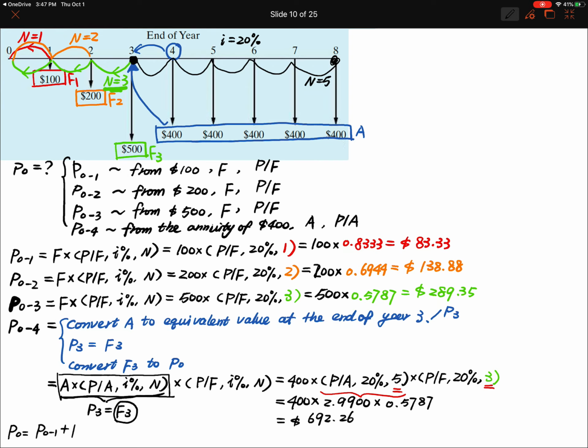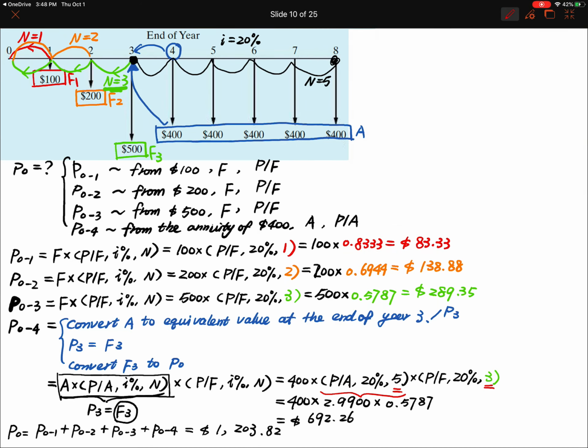Now you have the 4 parts of P0. Just sum them up. So P0 is the first part plus the second part plus the third part plus the fourth part. And the final result is 1203.82.